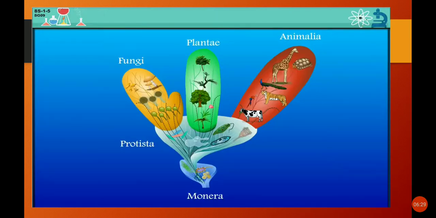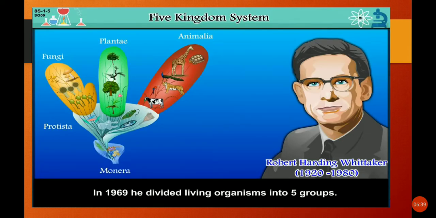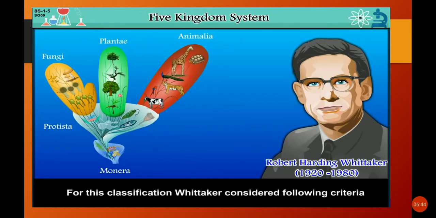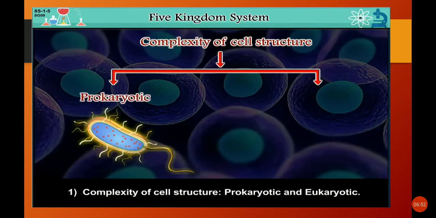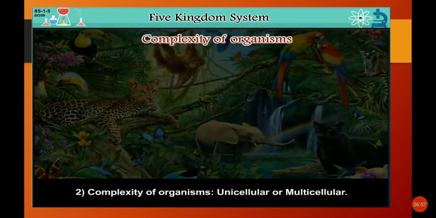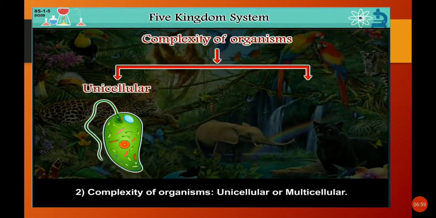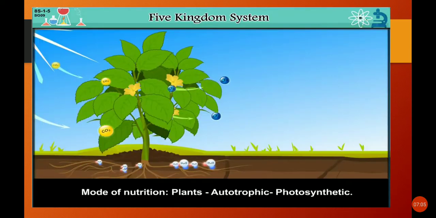Five Kingdoms System. Robert Harding Whittaker, 1920 to 1980, was an American ecologist. In 1969, he divided living organisms into 5 groups. For this classification, Whittaker considered the following criteria. 1. Complexity of cell structure: prokaryotic and eukaryotic. 2. Complexity of organisms: unicellular or multicellular. 3. Mode of nutrition.